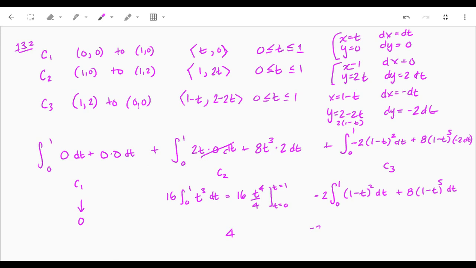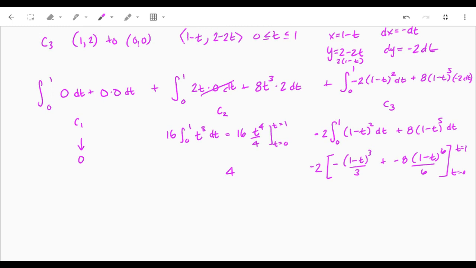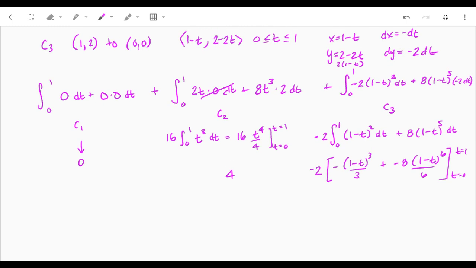So I'm going to have negative 2 times, I hope I'm getting all my negatives straight here, I think I am, negative (1 minus t) cubed over 3, plus negative 8 (1 minus t) to the 6th over 6. And we're going to evaluate that from t equals 0 to t equals 1. So when t is 1, I got nothing.